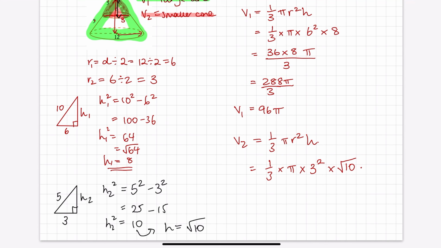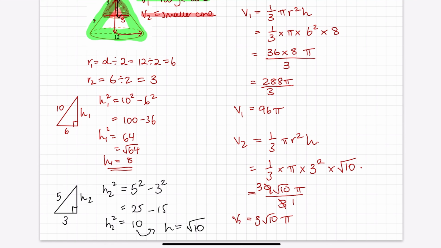So let's put all of that together. We're going to have 9 root 10 pi over 3, because 3 squared is 9, and then we're going to times by root 10, and then I'm going to put that over 3. And we can divide that 9 by 3, and that's going to be 1. So it's going to be 3 root 10 pi in exact value.